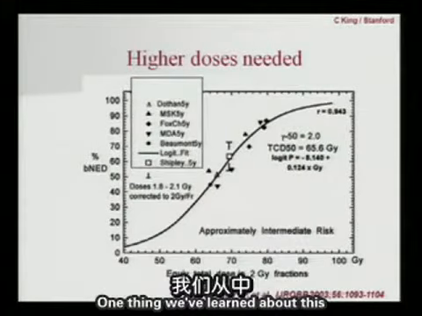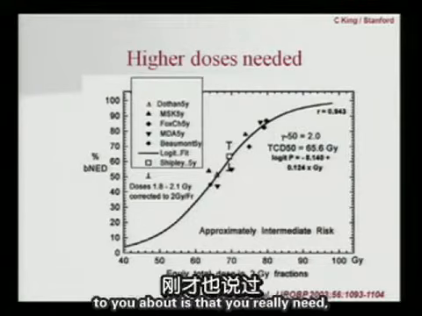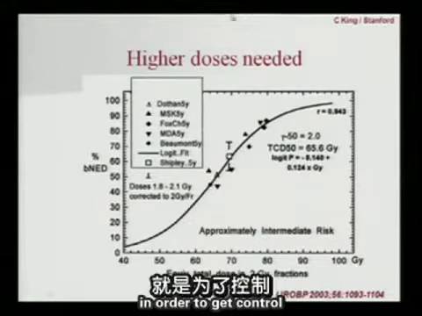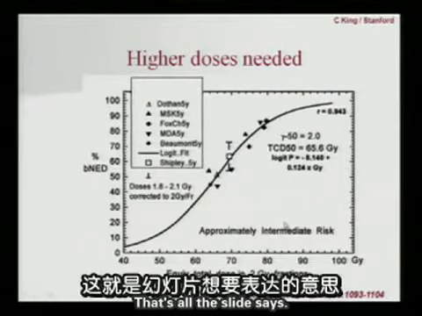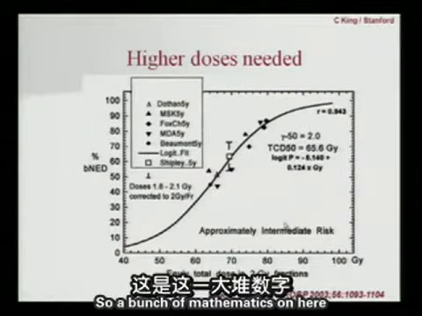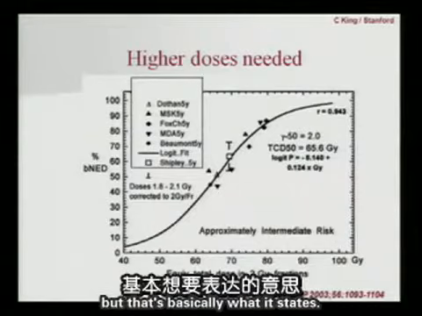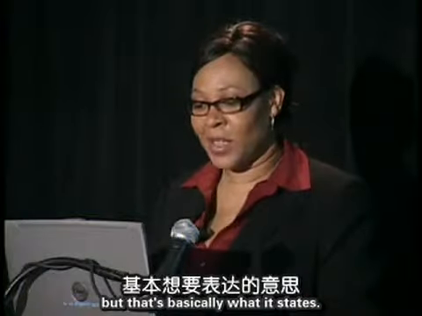One thing we've learned about this is what I've just talked to you about: in order to get control of prostate cancer, you need higher and higher doses. And that's all this slide says. There's a bunch of mathematics on here, but that's basically what it states.